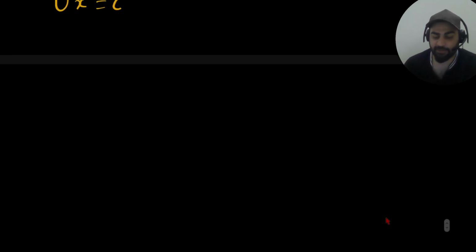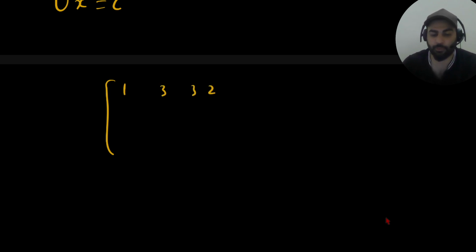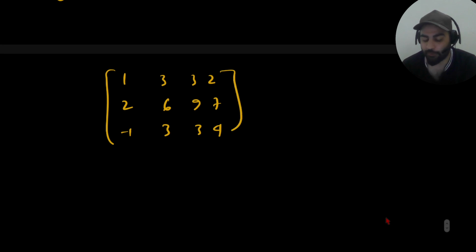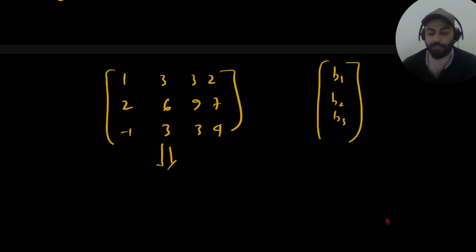So in our case, let's take the example we were dealing with. We had 1 3 3 2, then 2 6 9 7, minus 1 3 3 4. It is now equal to, let's suppose, b1, b2, b3. Now I want to find the solution for this. Here we had u, v, w, or maybe x1, x2, x3. Maybe I will write x1, x2, x3, x4.